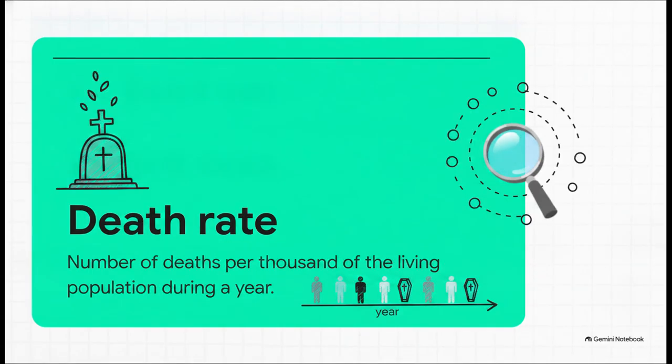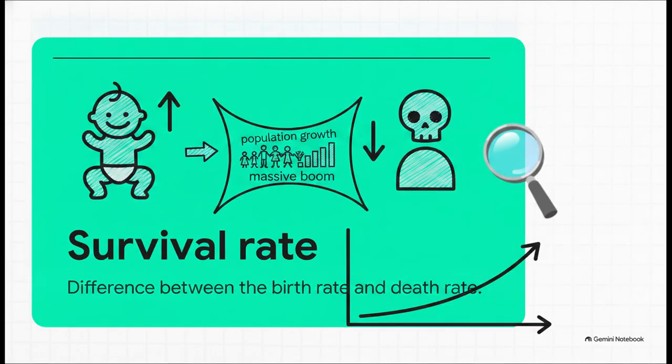And right on the flip side of that equation, we have the death rate. This one is pretty straightforward. It's the number of deaths per thousand of the living population during a year. It's also commonly referred to as the mortality rate. Now here is the absolutely crucial point, the survival rate. This is simply the mathematical difference between the birth rate and the death rate. This single metric shows us the actual real-time rate of population growth.